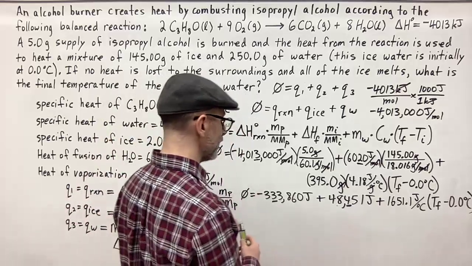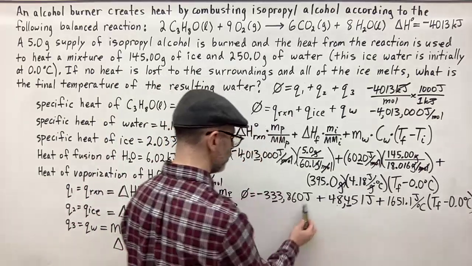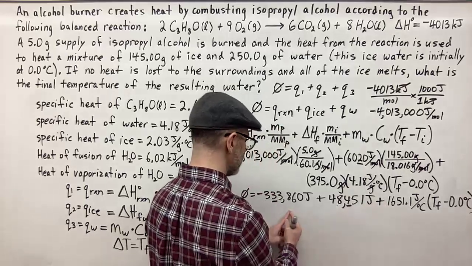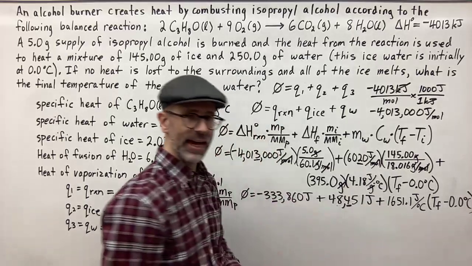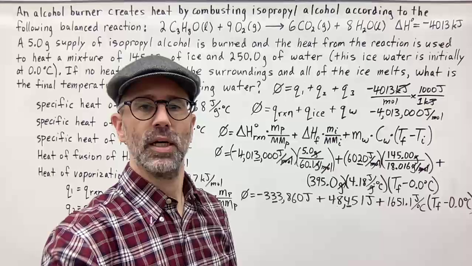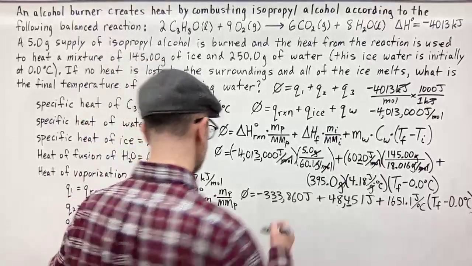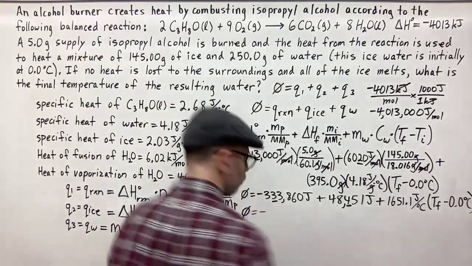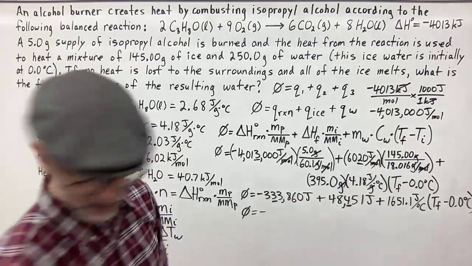Okay, so then I'm going to add these together. Notice I have joules here and joules here. I'm going to add that together, and when I add that together, I'm going to get negative 285,409. So that means 0 is going to be equal to negative, let me double check again, 285,409.